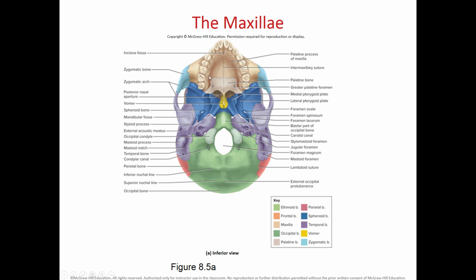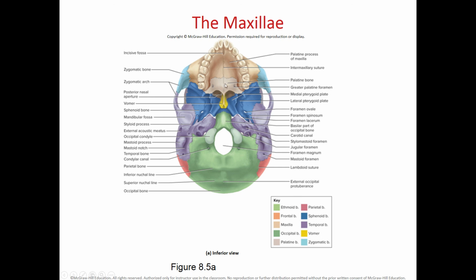This is the inferior view of the maxilla. So you can see this suture that is called the intermaxillary suture that joins these processes on the sides of this maxilla in the inferior view. This will be the palatine processes of the maxilla. And then just posterior to these teeth that we have in here that are called the incisors, we will have a fossa that is called the incisive fossa.